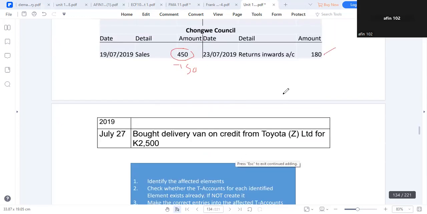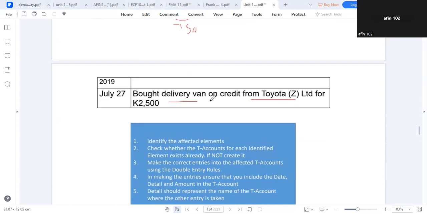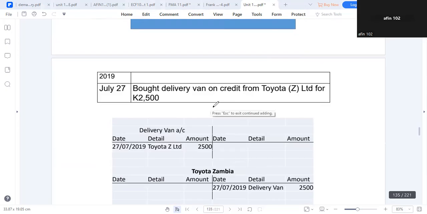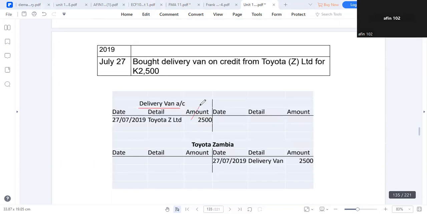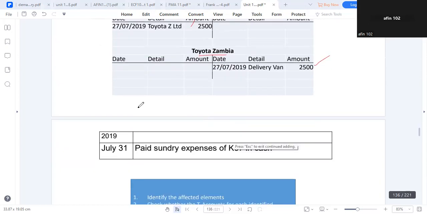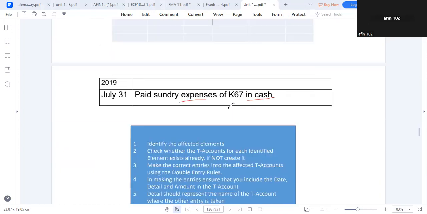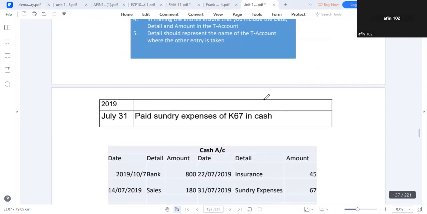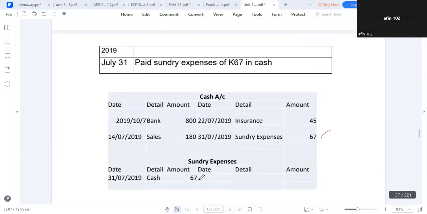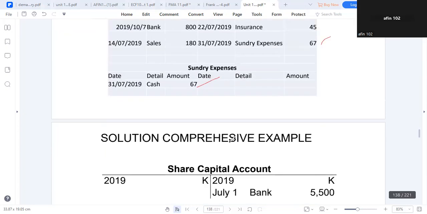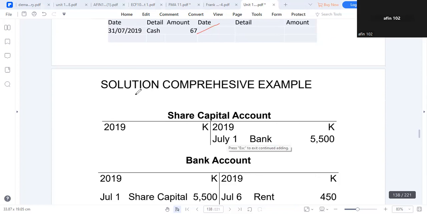So bought a van on credit from Toyota. Toyota is a creditor. All creditors have a credit balance. Then the van is an asset. It will have a debit balance. So we go to van, debit. Toyota was a creditor, we credit. Then we look at sundry expenses and the cash account. So expense account has a debit balance and cash has a credit since we are giving out. So cash 67, expenses 67. Then we can balance up all these figures and post to the trial balance.